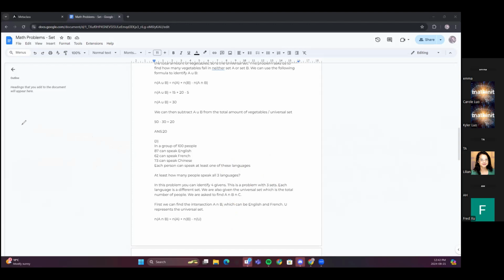First, you need to find the intersection between English and French, or English and Chinese. You're basically using the formula of 2 sets, but for 3 things, because you can add Chinese in after, since it's only asking for at least how many people can speak all 3 languages. So you just do this and then you subtract 100.